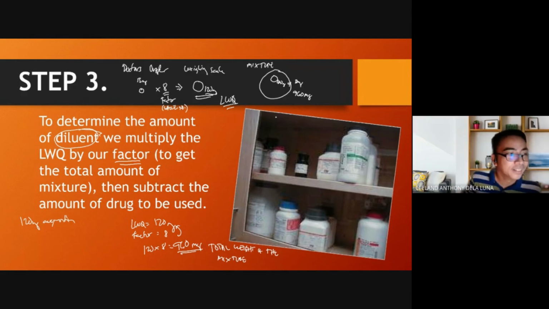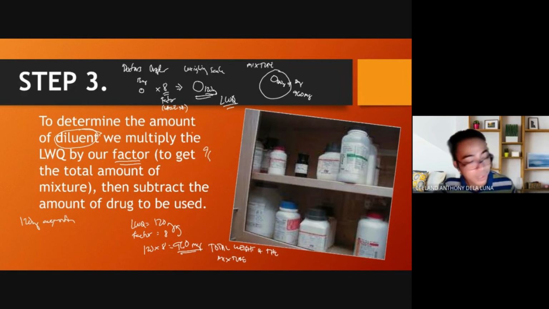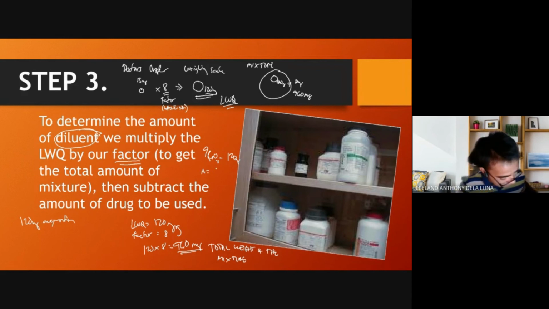Okay, very good. So in this case, class, to get my total diluent, ang gagawin ko lang dyan would be 960 minus 120 milligrams. Okay, and then the answer would be 960 minus 120 equals 840.